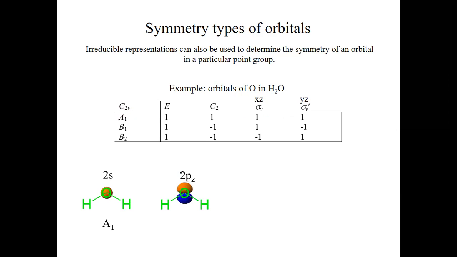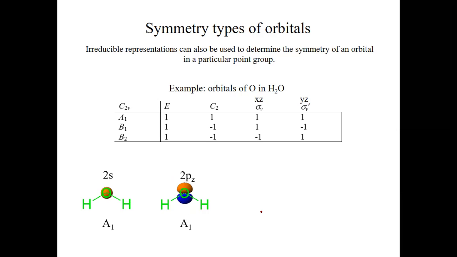So now we can do the same for the 2pz orbital. If we carry out the symmetry operation E, does that change the 2pz orbital in any way? The answer is no. If we carry out the C2 symmetry operation, there also won't be a change. If you carry out the sigma xz symmetry operation, there won't be a change. And if you carry out the sigma yz symmetry operation, there also won't be a change. So the symmetry type of the pz orbital in the point group C2V is also A1.